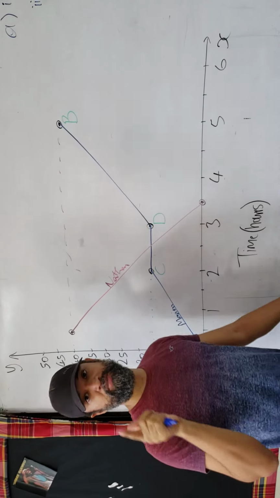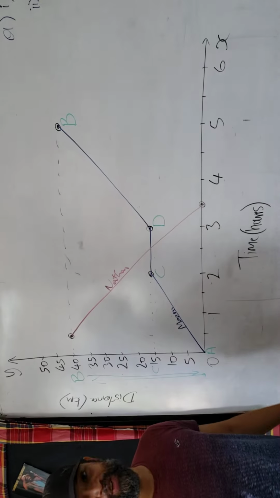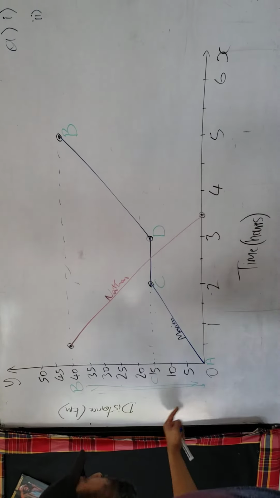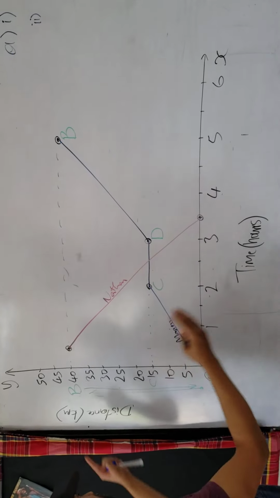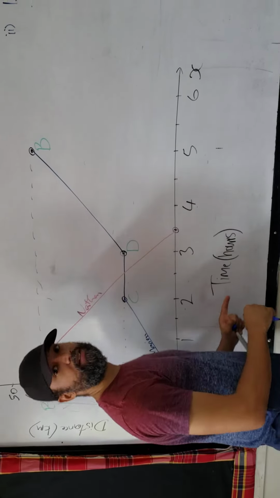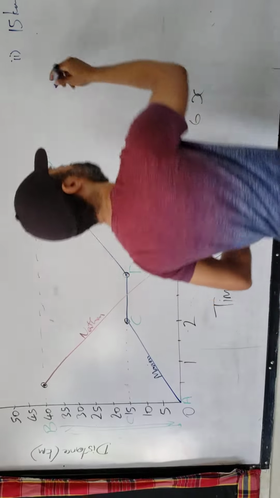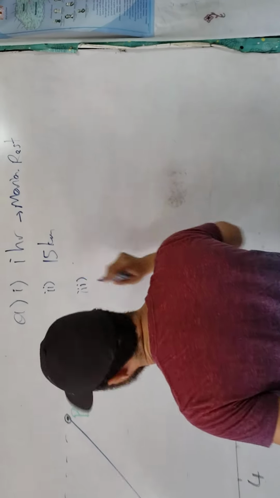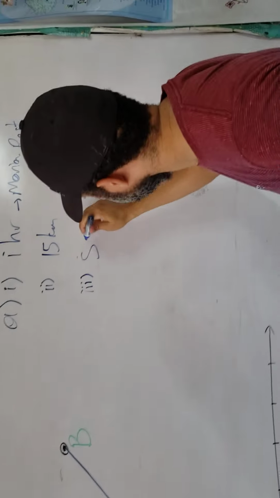What's speed? You know the formula for speed. Let's look at the variables that we have. What is on the y-axis? Distance. What is on the x-axis? Time. So speed is equal to distance over time.